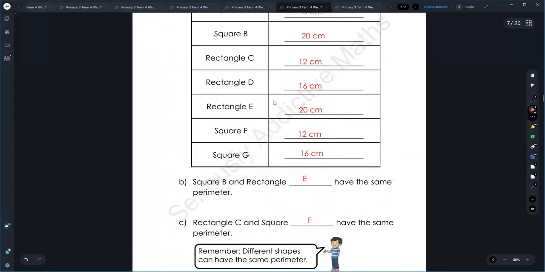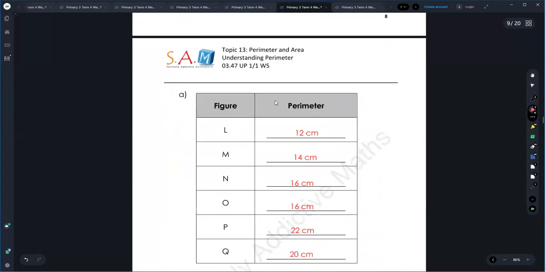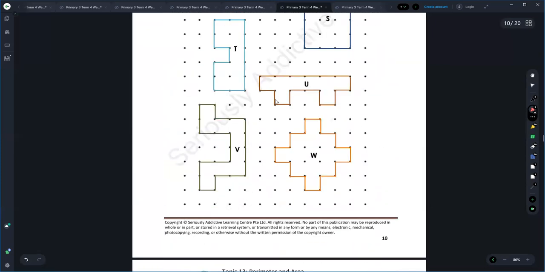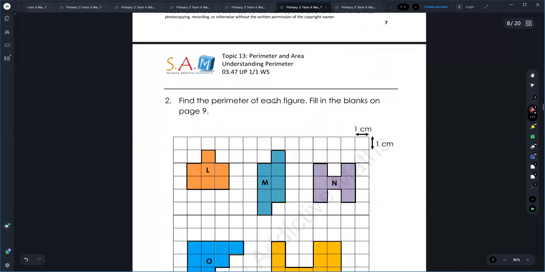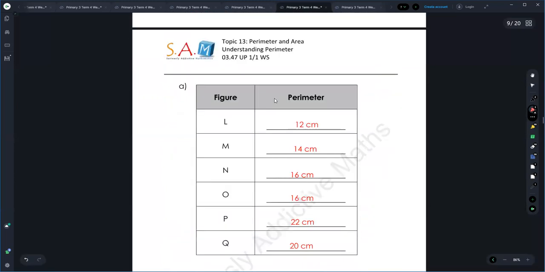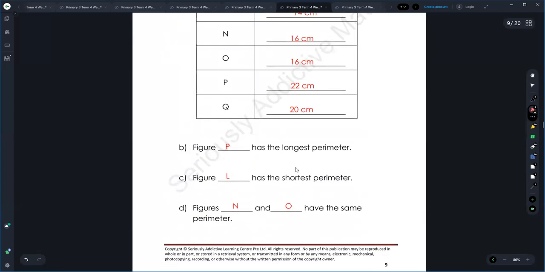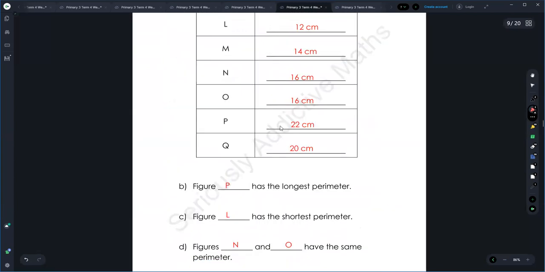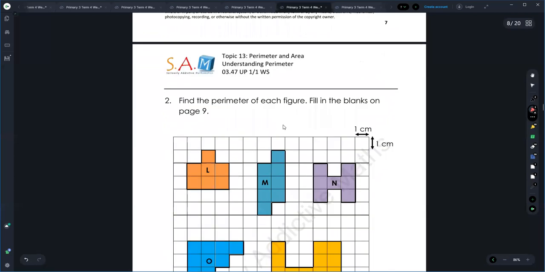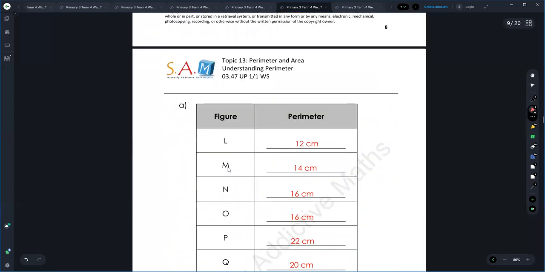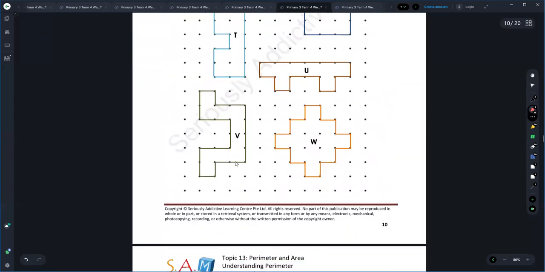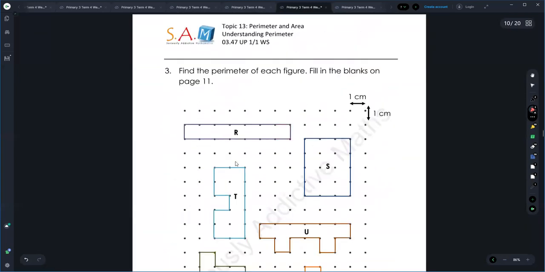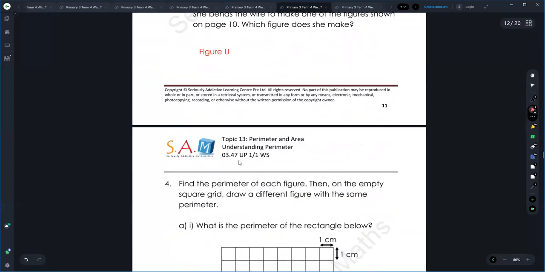Okay, and then for independent practice, I would say maybe get them to do perhaps question 2. Right, question 2, in which they have the right answer here. So you can check the answers with them. Okay, perhaps you might want to do the first 2 shapes, L and M, with them. Just make sure that they are doing it correctly. Okay, and then I would suggest that, let's see, any more?